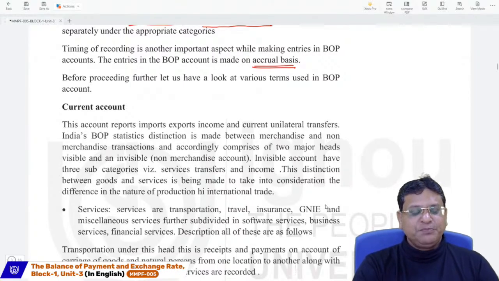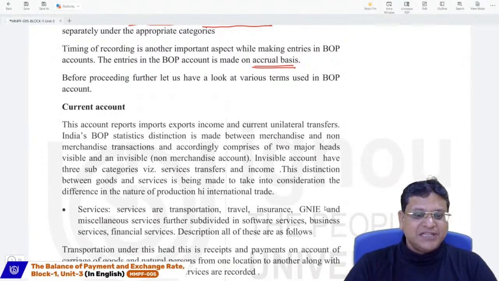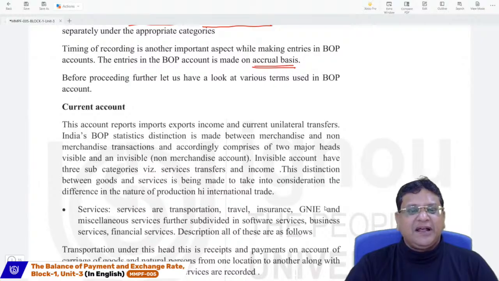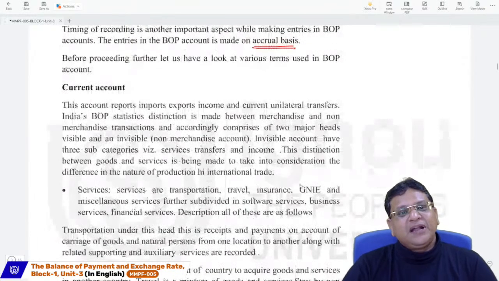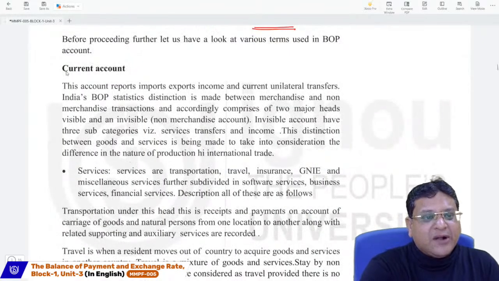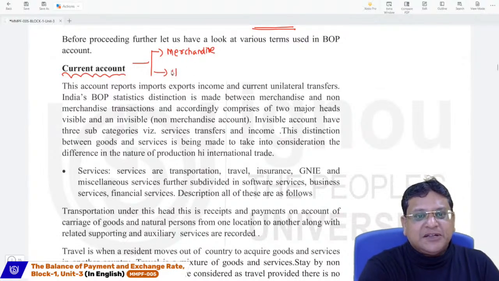Okay. So before discussing more on BOP, let's discuss what are current account transactions and what are capital account transactions. In case of BOP, there are transactions which are to be categorized into two parts. One is current account, another is capital account. So what are current account transactions? I have told that current account transactions are recurring transactions. In current account, we record two things: mercantile items and non-mercantile items.